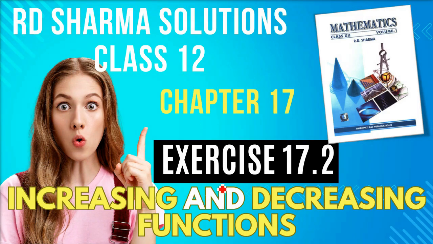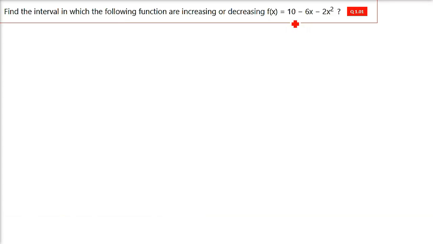This is class 12th RD Sharma solution. We are taking increasing and decreasing function. Exercise is 17.2, chapter is 17. Now, in any of the questions which we are discussing, there are certain things which will be used in all of the questions which are coming. So before going to the question, let us take the concept.